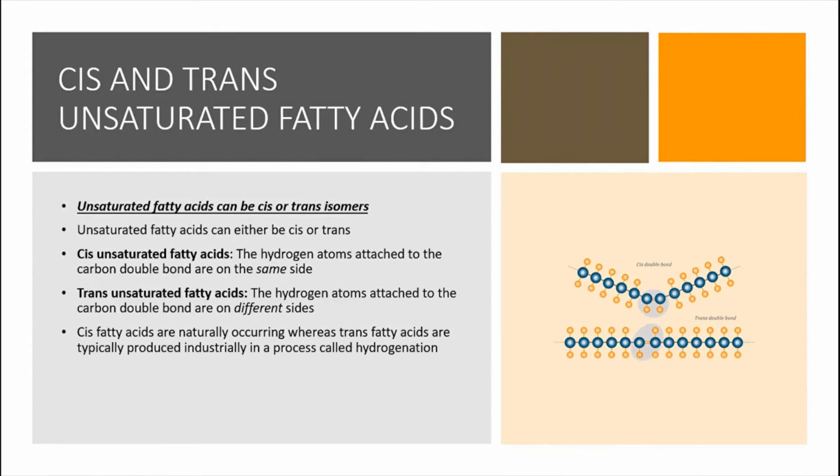Now, cis fatty acids tend to be naturally occurring, whereas trans fatty acids are typically produced in industrial processes, and this process is referred to as hydrogenation. Now, hydrogenation is usually done to make oils such as vegetable oil and olive oil, which we know will usually be liquid at room temperature, into semi-solid spreadable butters. So by the process of hydrogenation, we can turn something like olive oil into a semi-solid spreadable butter. So if you've ever seen olive oil butter or olive oil spread, this was achieved through the process of hydrogenation.